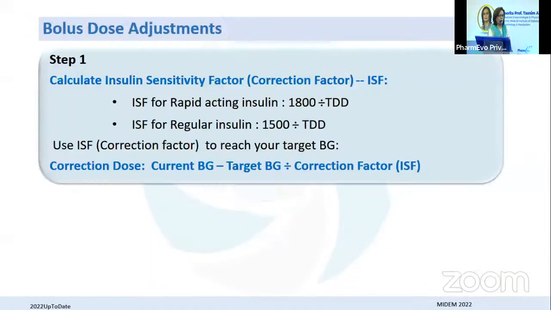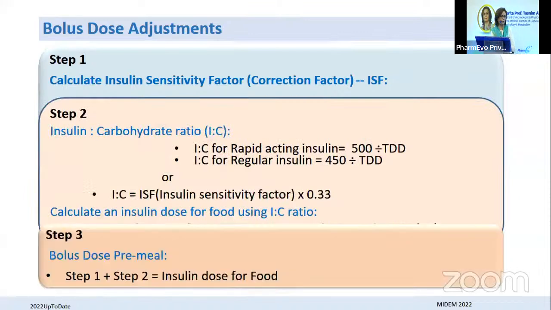Bolus dose adjustment. I can't go through this, but this is a formula, and there are now calculators available on the net and apps through which you can calculate. This is the calculation for insulin sensitivity factor, depending on whether you're using the rapid acting insulin or the standard insulin, and that's a constant divided by the total daily dose of insulin, and this gives you the correctional dose. And then step 2 is the insulin sensitivity factor. Again, a constant divided by the total daily dose. And then you add the 2 up to give you the dose of the bolus that you have to inject.